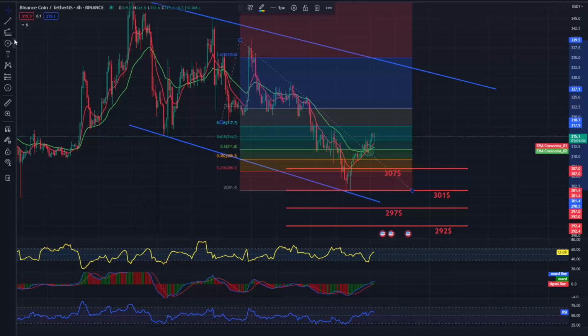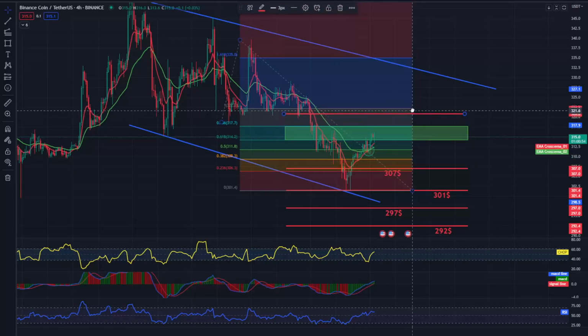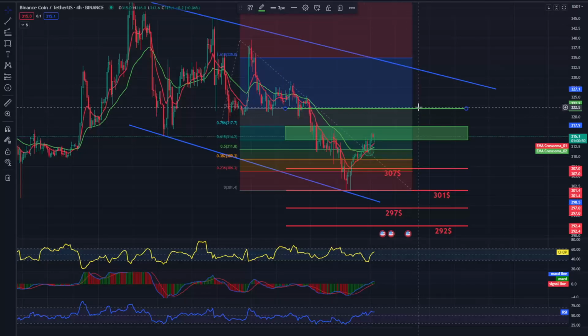Looking the other way, we see that the price has reached an important resistance zone from $314 to $318, which so far has no strength to break. However, if it manages to break out of this zone upwards, the next resistance will appear at the price of $322, and then we can see a strong increase to around $335.